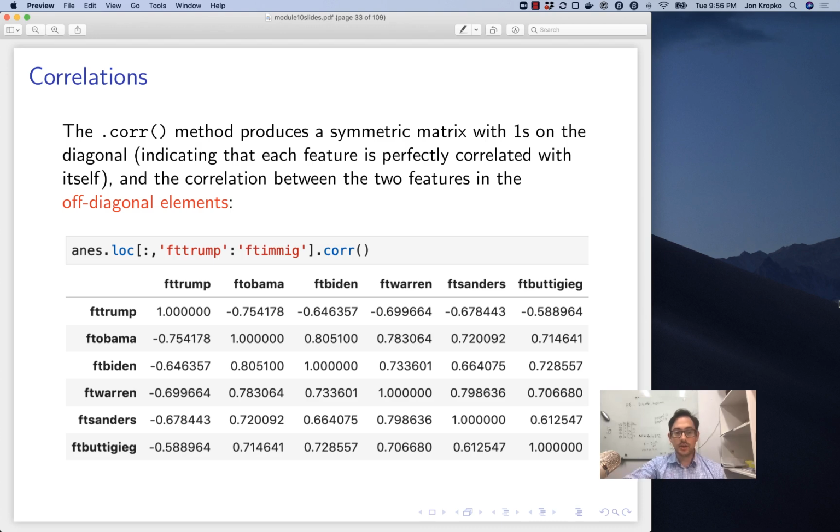And so here we can see ones on the diagonal, and then these are the feeling thermometers for different politicians. Here we have Trump and Obama negatively correlated, as one might expect. Obama and Biden, so here's the column for Obama, the row for Biden, very positively correlated, again, as expected. So the corr method is great for just seeing a whole bunch of correlations really quickly like this.